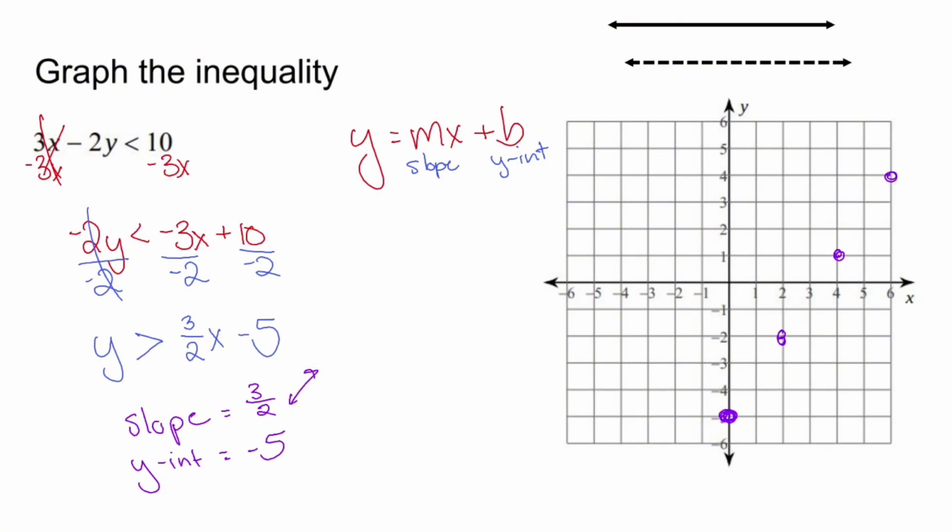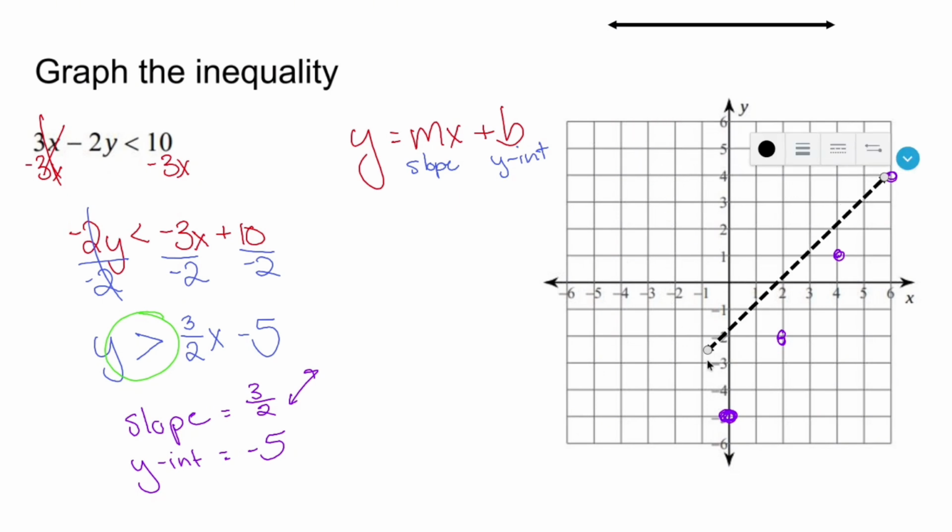Now, this is where things get different. This is a greater than symbol, which means we have to focus on two things. Since it's a greater than symbol and not a greater than or equal to symbol, we're not allowed to include the line. So we choose the dashed line. A dashed line means the line's not included. So we draw a dashed line through these points like so. Now that's thing number one. Thing number two is this is a greater than symbol, which means you're going to shade everything above the line.